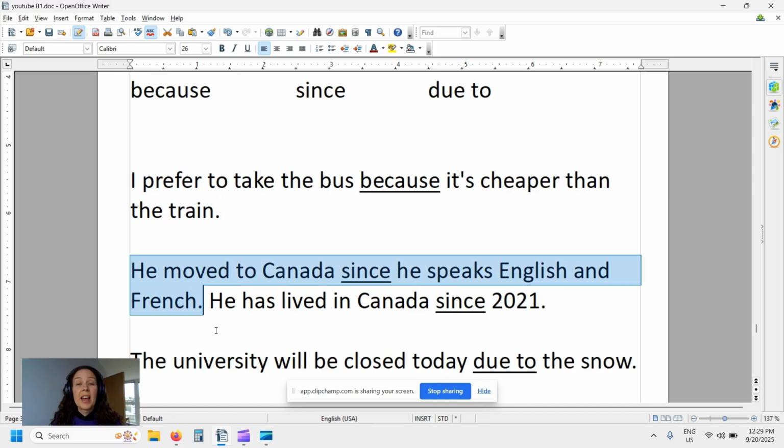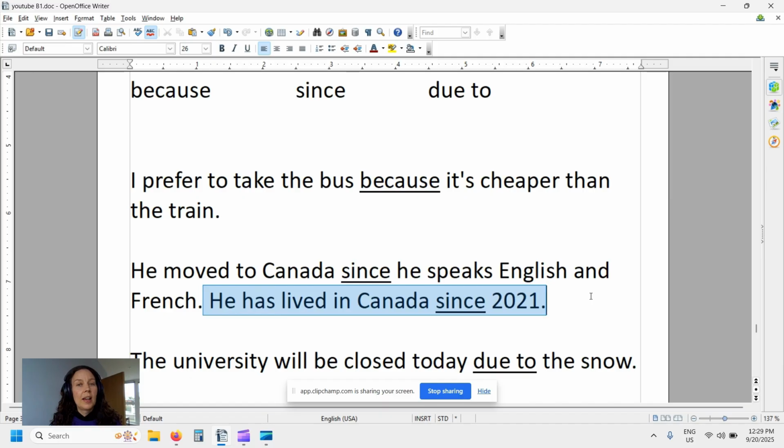Since. He moved to Canada since he speaks English and French. It's the same since as duration. He has lived in Canada since 2021. One small thing with since. Sometimes I hear speakers use it more when something is obvious, versus because is sometimes my personal reasons, my thoughts, my personal preferences. Sometimes since is something that's more clear. You can use them interchangeably, no problem.